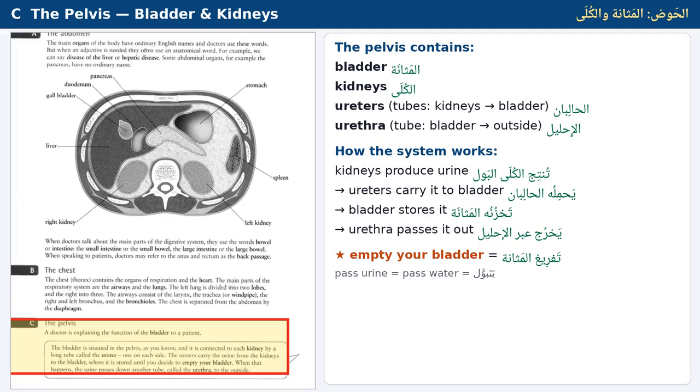The doctor continues, the ureters carry the urine from the kidneys to the bladder, where it is stored until you decide to empty your bladder. So urine is produced in the kidneys. Then it travels down the ureters to the bladder. The bladder stores it. The doctor says, when that happens, the urine passes down another tube, called the urethra, to the outside. When you empty your bladder, tafrigh al-mathana, the urine goes out through the urethra, al-ihlil. So the whole system, kidneys produce urine, ureters carry it to the bladder, the bladder stores it, urethra passes it out. In English, we say pass urine or pass water instead of urinate. This is more polite with patients.